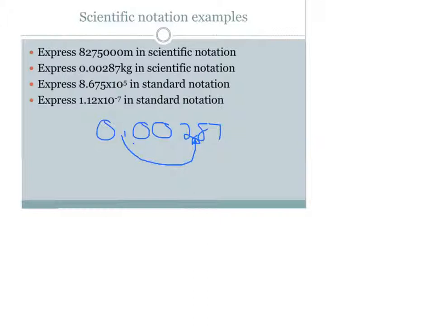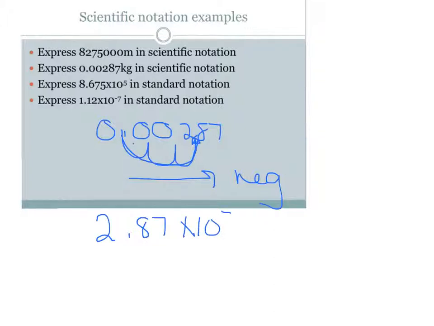I had to move the decimal 1, 2, 3 spaces. Because I had to move the decimal to the right, that means my exponent is going to be negative. Therefore, the proper way to write this is 2.87 times 10 to the negative third.